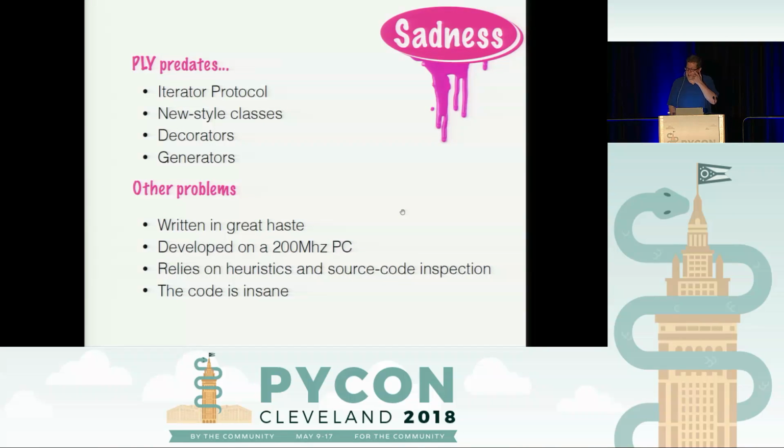And I guess some comments on this. This Ply tool actually gives me sort of great sadness, to be honest. One of the issues with this Ply tool is it actually predates a lot of interesting Python features. It predates like the iterator protocol. There are no decorators. There were no new style classes or anything like that. It was actually written in somewhat great haste when it was first created. It was made on a machine that was only 200 megahertz. So it had to take some coding shortcuts to deal with that. There's a lot of heuristics on source code inspection and other stuff. So the code is sort of insane.